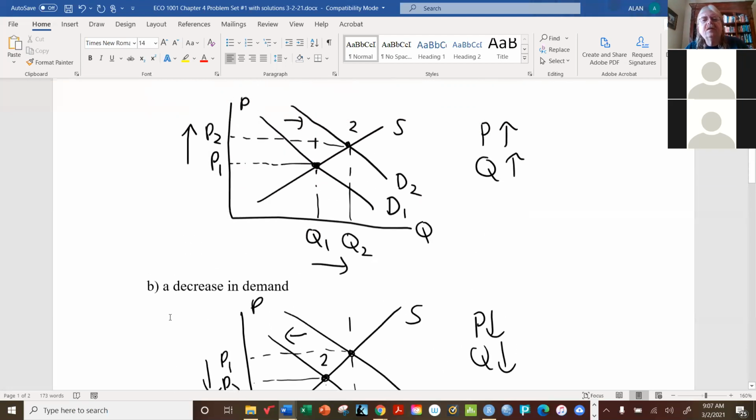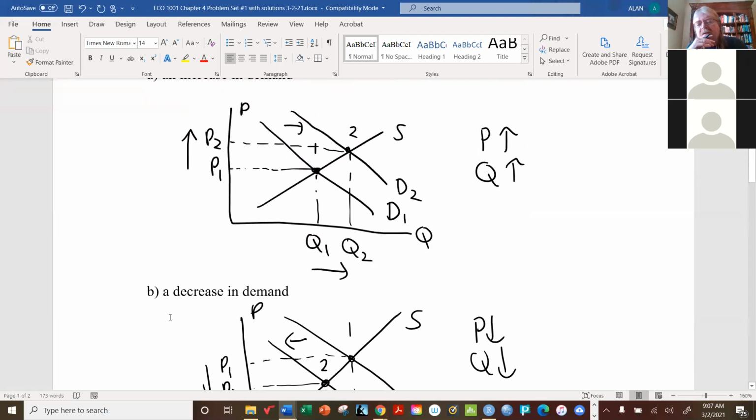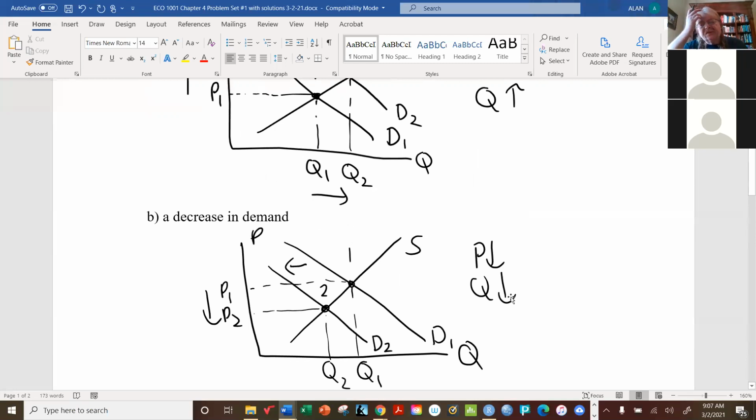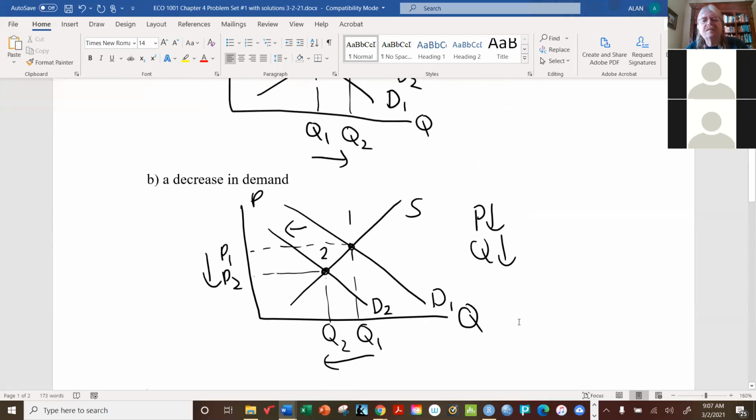All right, so the increase in demand shifted the demand curve to the right, and we increased both the price and quantity. A decrease in demand means the demand curve shifts to the left, and now both the price and the quantity decrease.